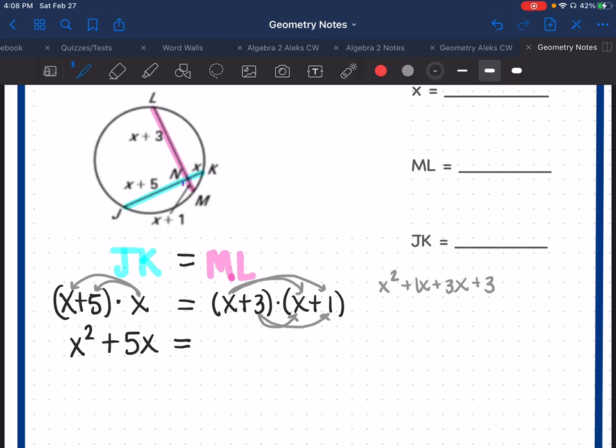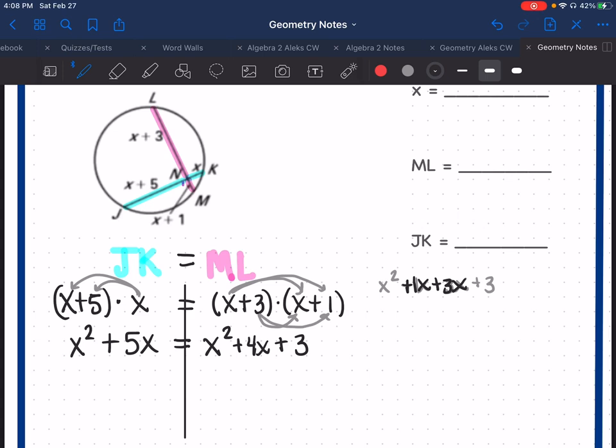Sometimes you hear it called FOIL: first, outer, inner, last. But basically what we're doing is double distributing. We're first distributing the X, and then distributing the 3 to everybody. 1X plus 3X becomes 4X. These two are like terms, so I can add them together, plus 3. Now I'm going to solve this equation, because that's what this is. It's just an equation, and I can solve it.